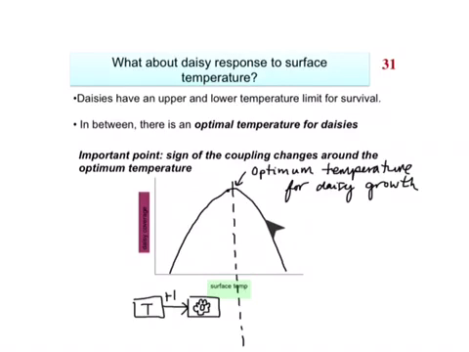In contrast, over here, temperatures are a little warmer than daisies like it, and further increases in temperature lead to further decreases in daisy coverage. So over here, we have just the opposite. We have a negative coupling from temperature to daisy growth.